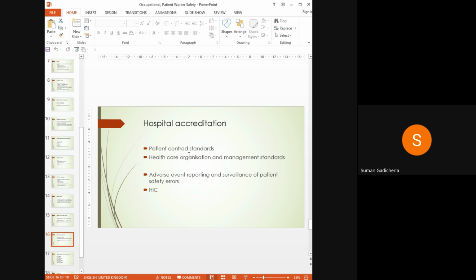I need to have patient centered standards, and there is something called hospital accreditation. Have any of you been a part of the National Accreditation Board of Hospitals, NABH, or NABL? Have you heard of an NABH accredited hospital or NABL accredited hospital? That means accreditation means what?